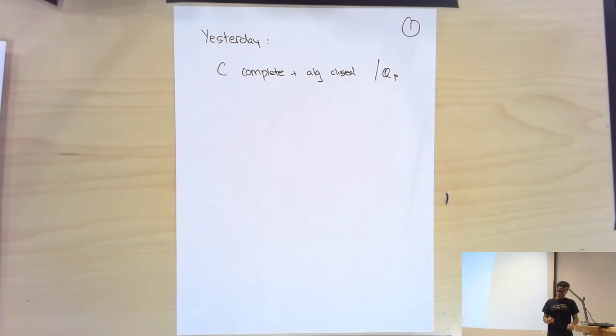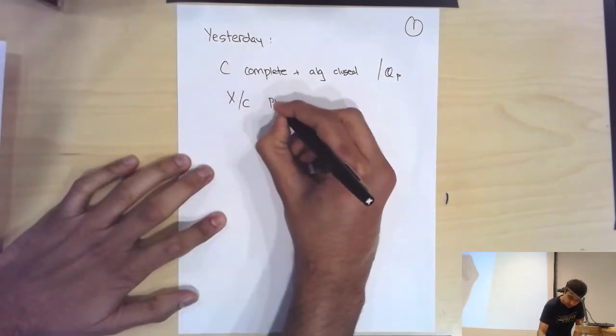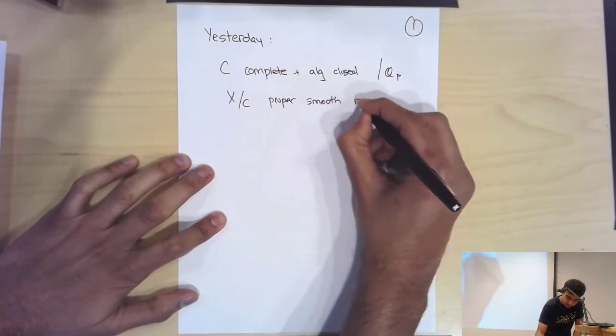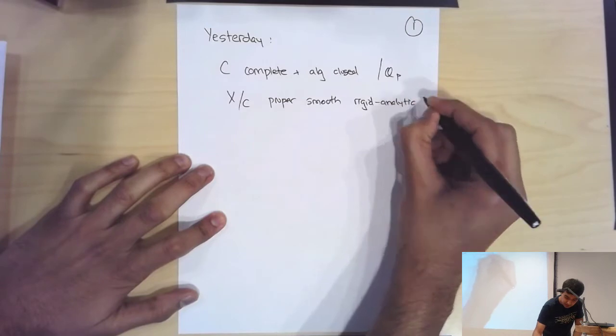Right, so C is a complete and algebraically closed field. X over C is some proper and smooth rigid analytic space. And we'll think of these in terms of adic spaces.